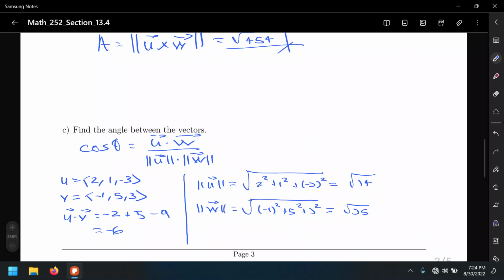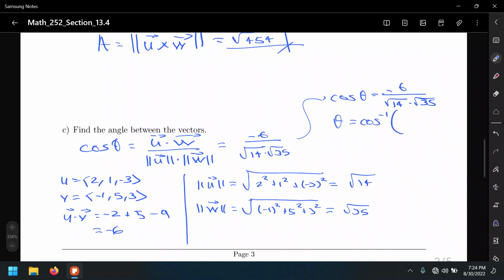Okay. So let's put all this information in the formula here. In the numerator, let's write down the dot product, which is negative 6, over the product of the magnitudes, which we got in the bottom part. So that's the square root of 14 times the square root of 35. However, let me rewrite the expression over here because I need to set it like an equation. That's cosine theta equals negative 6 over square root of 14 times square root of 35. But to get the angle, we need to take the inverse cosine of this expression. And again, be careful to have your calculator in degree mode.